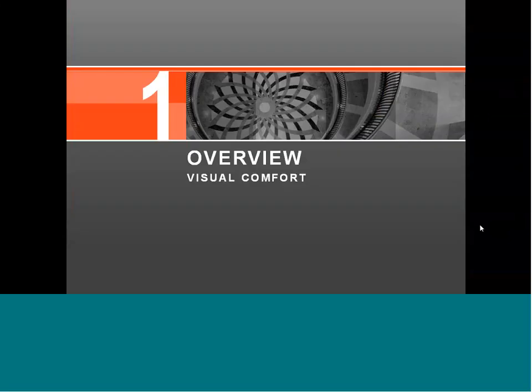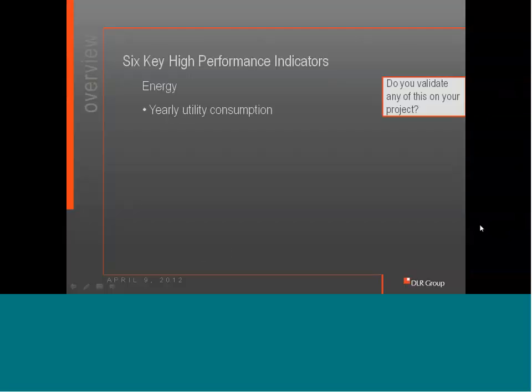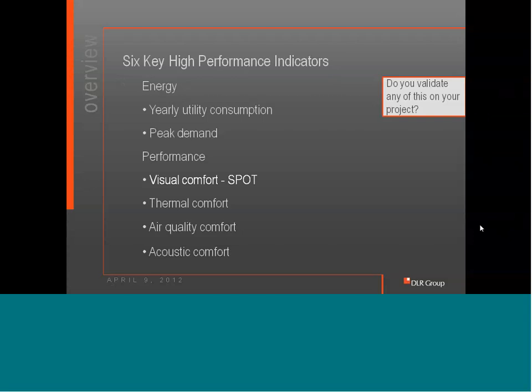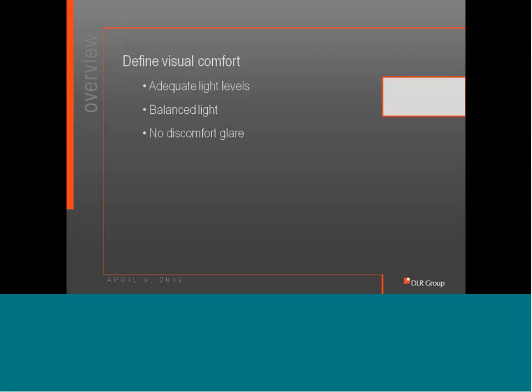So first, let's go over visual comfort. This is just a quick overview of the 6 key performance indicators that we always want to ask about in our project, in our design process, to see whether we have an understanding of energy or performance. Today we're going to focus on visual comfort and using Spot. Defining visual comfort really quick, it's not only the amount of light, but also bringing in balanced light and having no glare. Again, it applies to both artificially lit and daylit spaces.